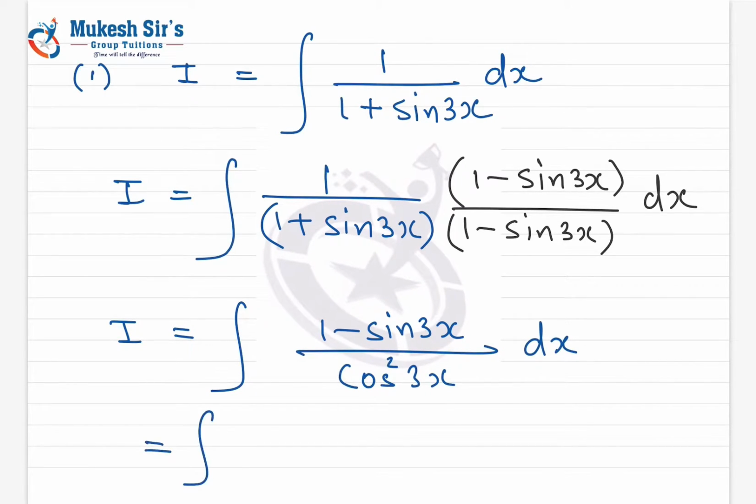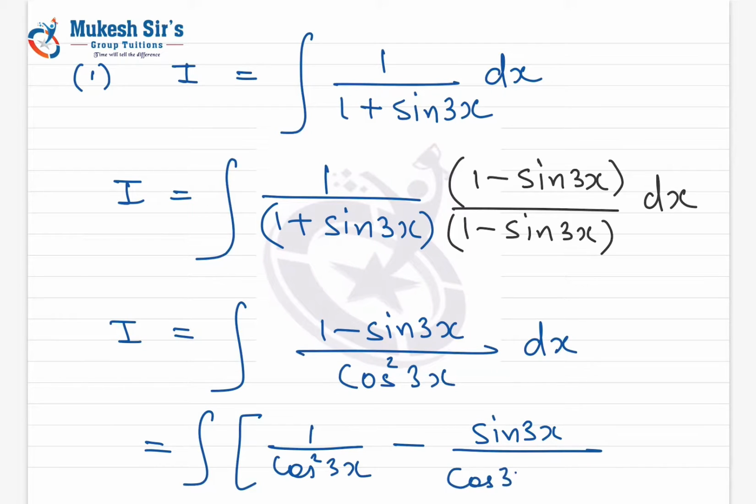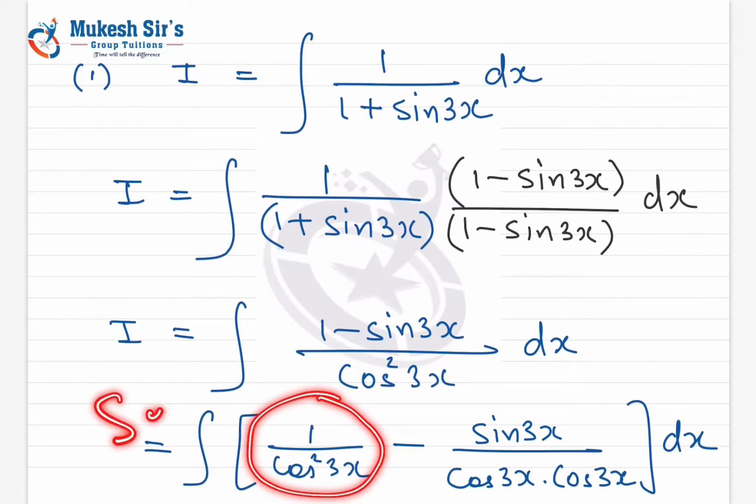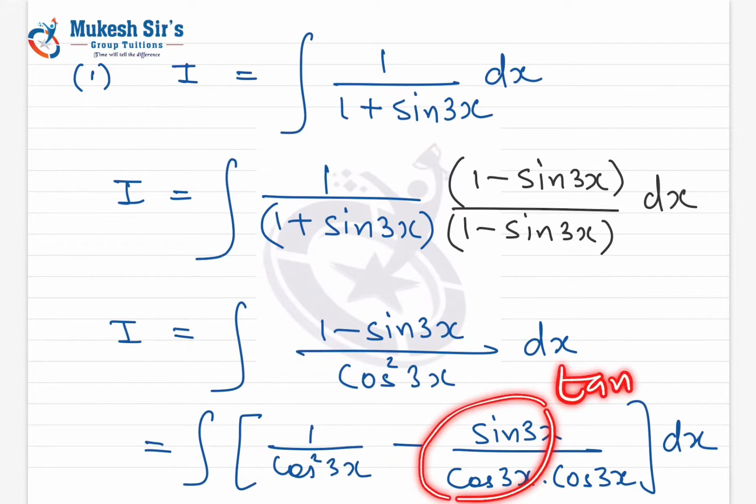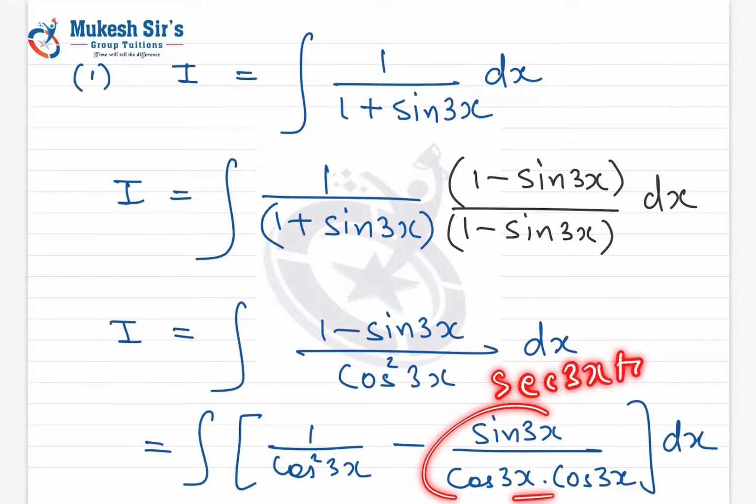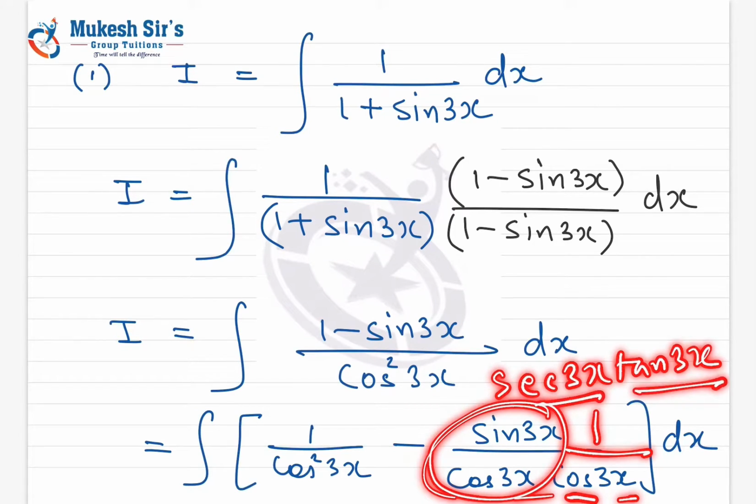Now when you separate them, you will get 1 upon cos square 3x minus sine 3x upon cos square 3x, right? And cos square 3x I am writing as cos 3x into cos 3x, the whole dx, to make you understand. Now 1 by cos square 3x you can write as sec square 3x. Here sin upon cos becomes tan, so one tan 3x, and 1 by cos becomes sec 3x. So you can write this whole term as sec 3x into tan 3x. Clear? Sin upon cos is tan, 1 upon cos is sec.